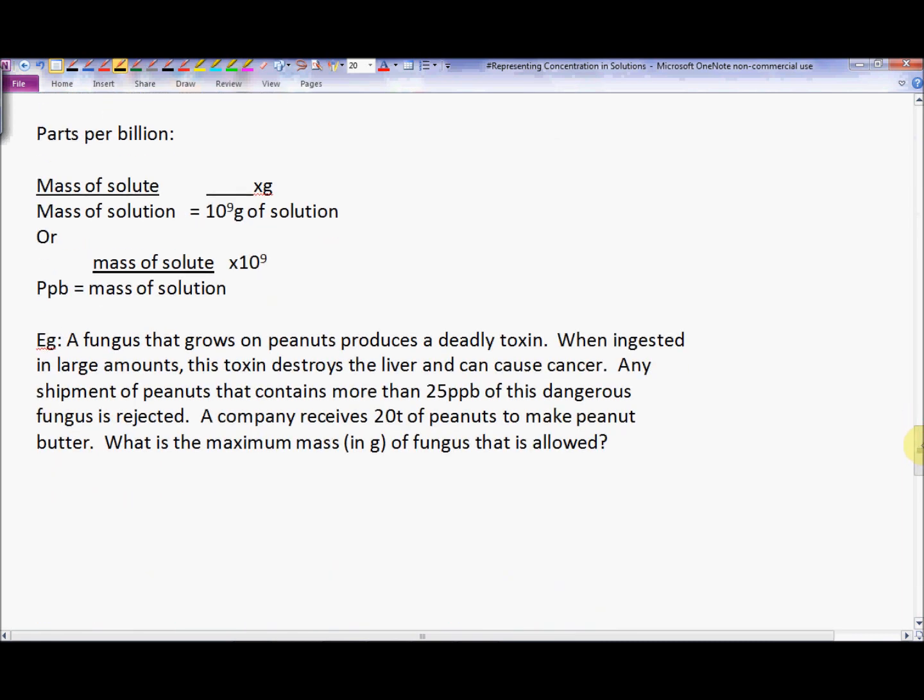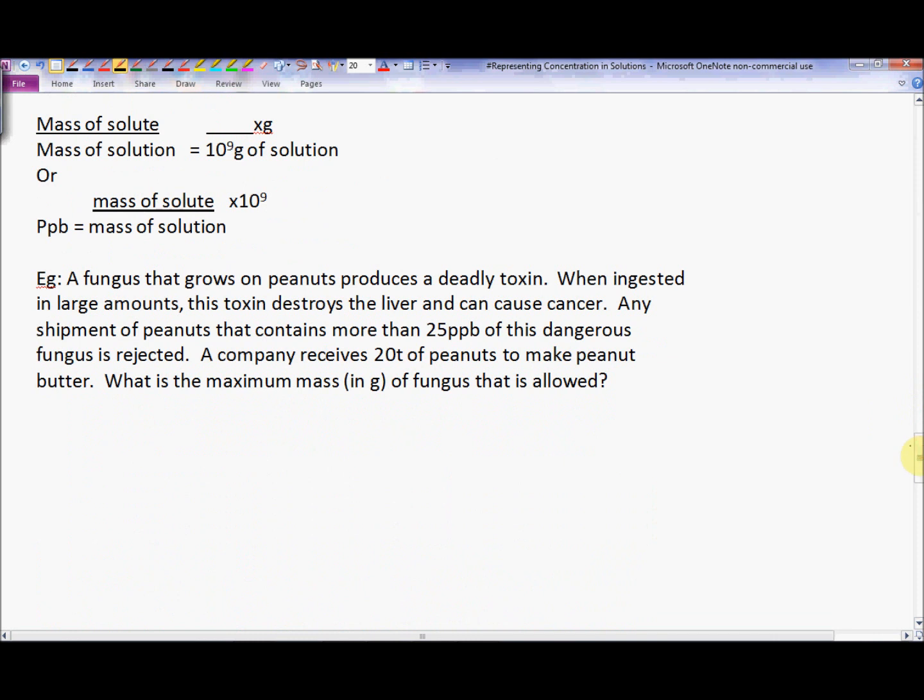Okay, here's a simple example we can use. A fungus that grows on peanuts produces a deadly toxin. When ingested in large amounts, this toxin destroys liver and can cause cancer. Any shipment of peanuts that contains more than 25 parts per billion of this dangerous fungus is rejected. A company receives 20 tons of peanuts to make peanut butter. What is the maximum mass in grams of fungus that is allowed within this sample of peanuts?